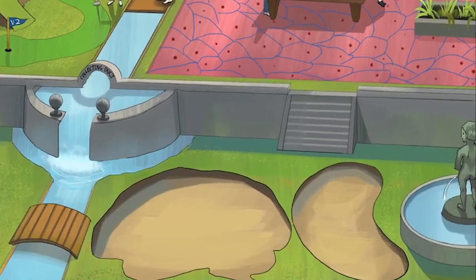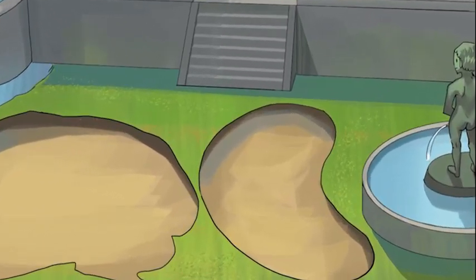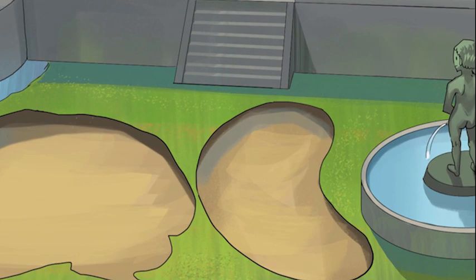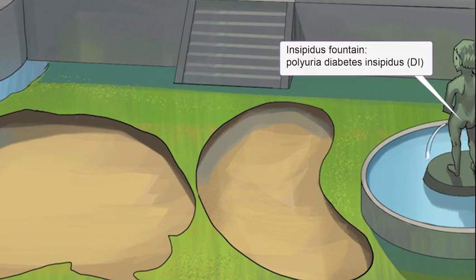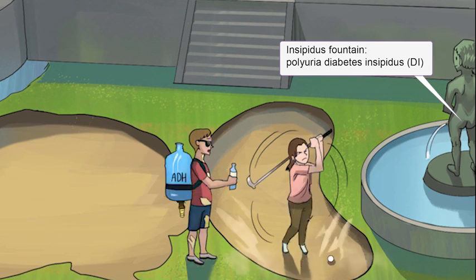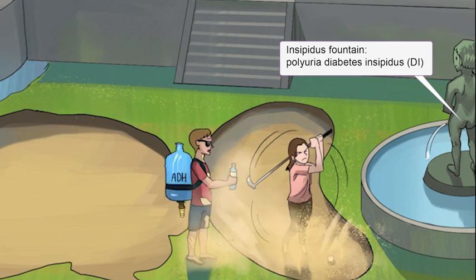Do you hear that sound? The endless trickle of an insipid stream of water? This peeing stone fountain is our recurring sketchy theme for the polyuria of diabetes insipidus. Also, as you'll soon see, the golfers down here are going to be working up quite a thirst as they navigate their way out of these dehydrating sand traps.